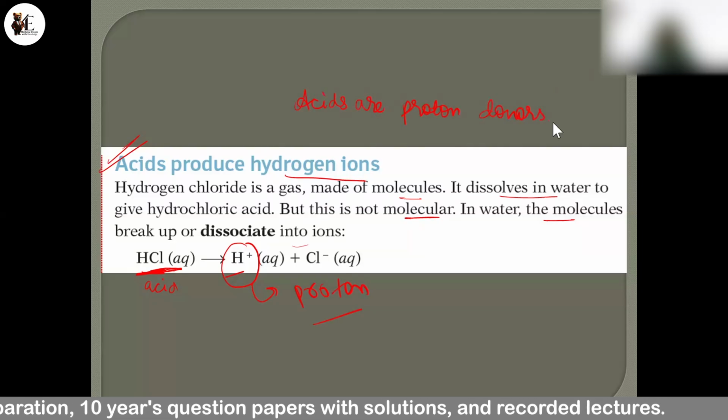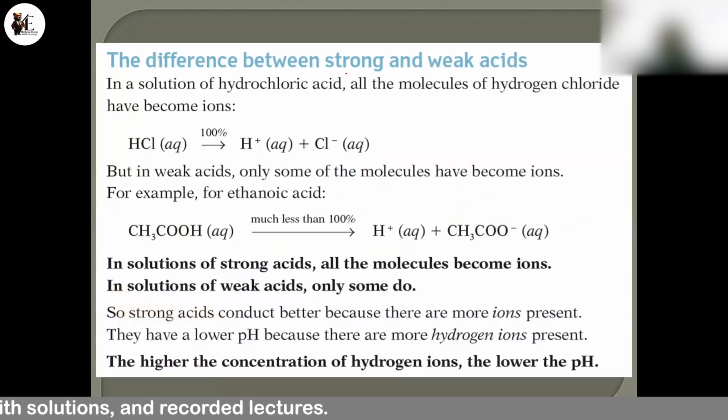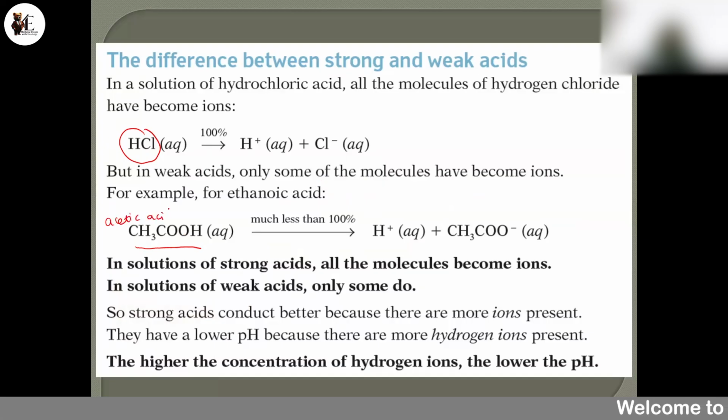Yes, bases are proton acceptors. So what is the difference between strong acids and the weak acids? We have a strong acid that is HCl, and we have a weak acid that is CH3COOH, which is also known as your acetic acid. What is the difference between them?